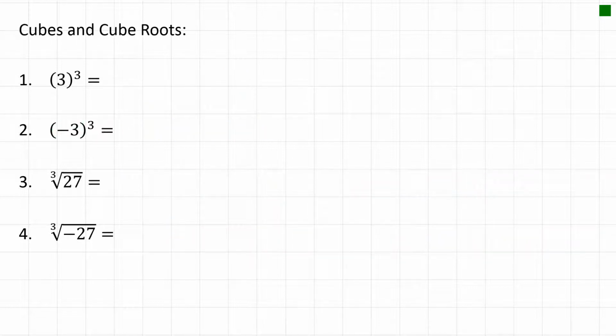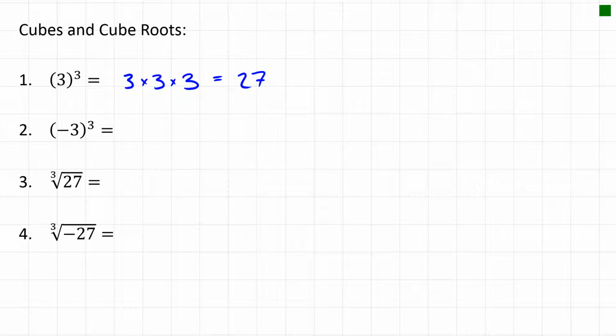Let's follow the same process for cubes and cube roots. So 3 to the power of 3, or 3 cubed, would just be 3 times itself 3 times. And 3 times 3 times 3 is equal to 27.